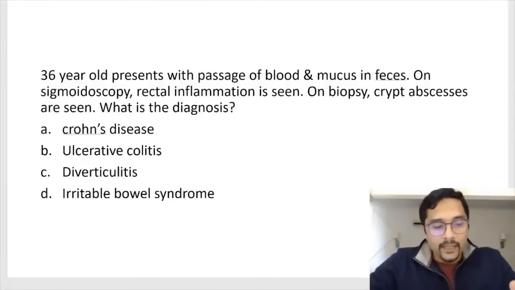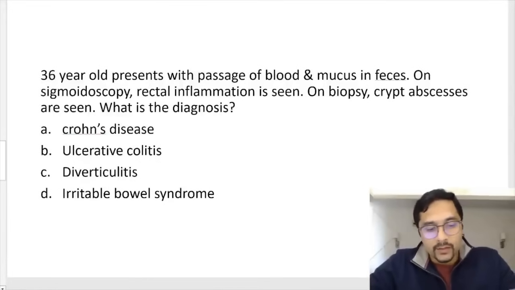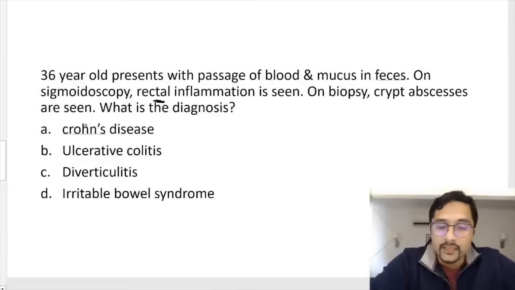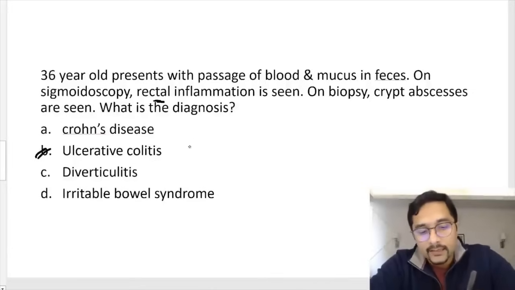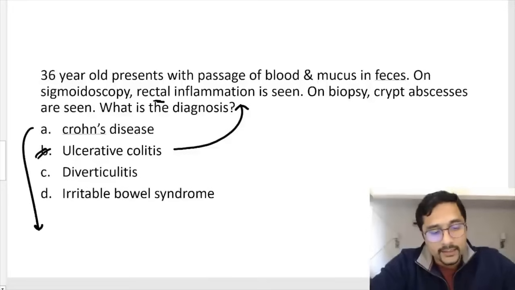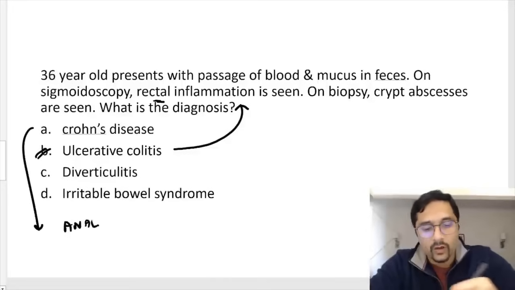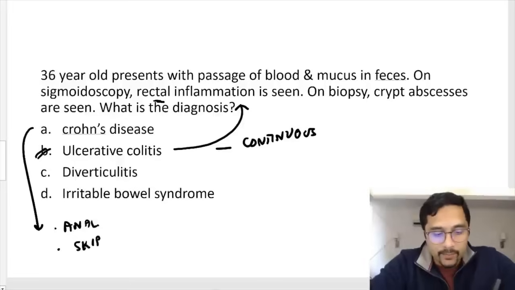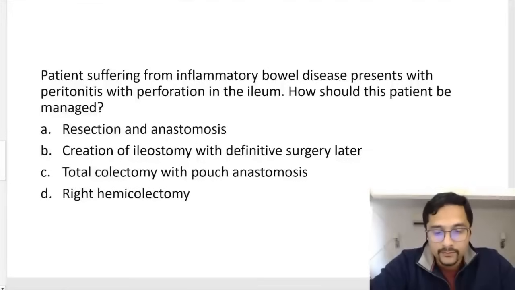A 36-year-old male comes with passage of blood and mucus in the feces. Sigmoidoscopy, you can see rectal inflammation. On biopsy, crypt abscesses are seen. So crypt abscess, you should know that we are dealing with ulcerative colitis. In ulcerative colitis, rectal involvement is more common. In Crohn's disease, anal involvement is more common. Ulcerative colitis is continuous spread, whereas in Crohn's disease, you will get skip lesions. Both are inflammatory bowel diseases.